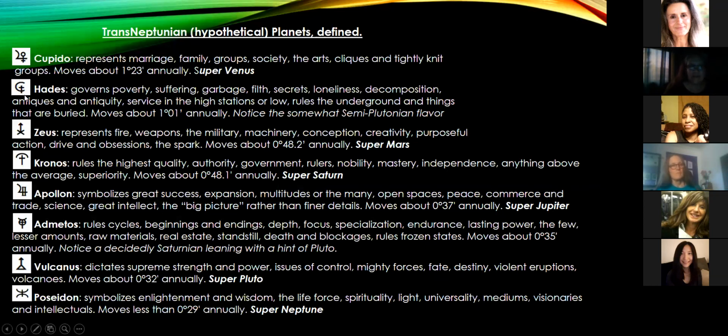Hades, the symbol, I'm not going to try to discern what that might be, but it governs poverty, suffering, garbage, filth, secrets, loneliness, decomposition, antiques, antiquity, service in the high stations or the low stations. So giving service no matter what, whether you're the president by serving or you're the wash maid. It also rules the underground and things that are buried.